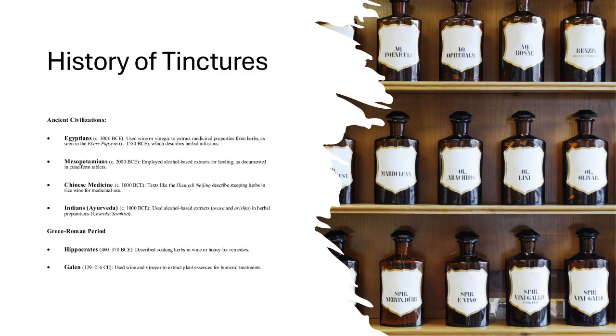And I have just outlined some of the interesting moments in time. I can't actually see it too well, but as you can see, from 3000 BC, the Egyptians were using wine and vinegar to extract, to use various plants. Mesopotamians, 2000 BC, using alcohol-based extracts also. And you can see this common theme. Ayurveda, are people familiar with Ayurveda and what this historical record of medicine is? Some yeses and a no, sir.